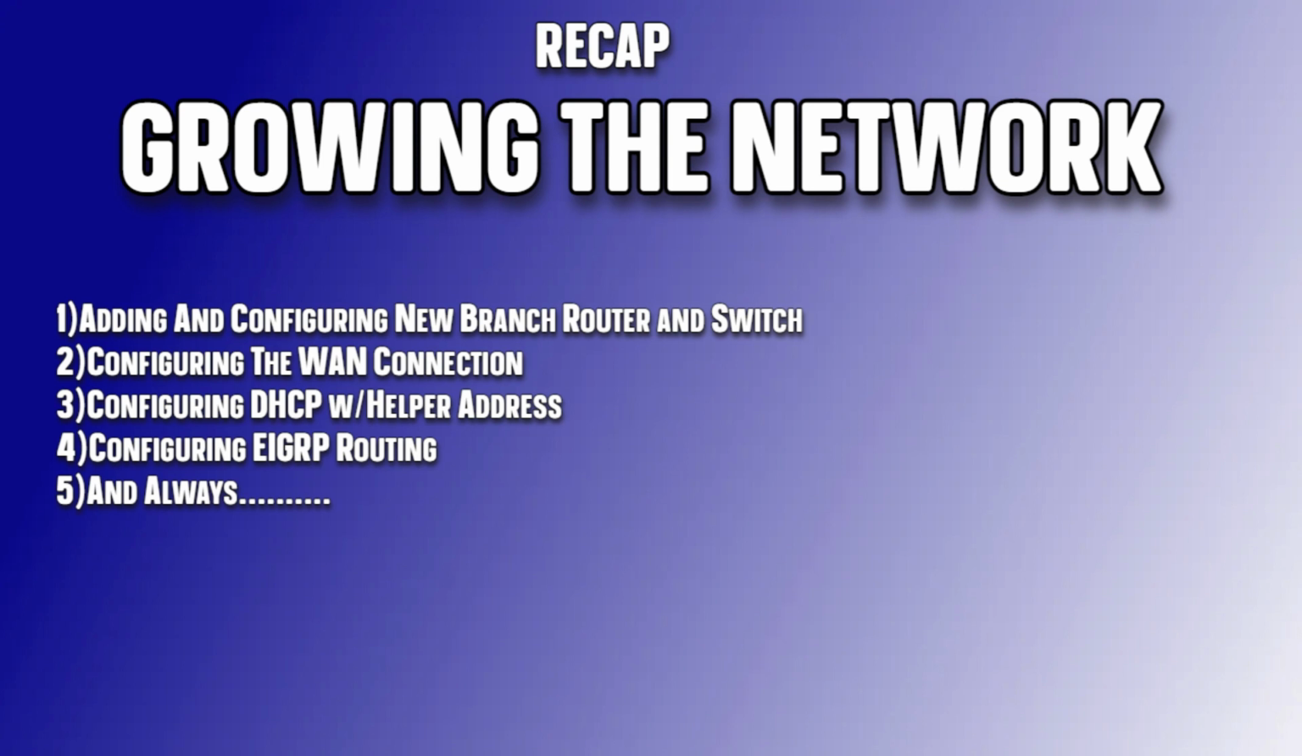Recapping the exercise. Add the new branch office router and switch. Configure the WAN link. Configure new DHCP pools for the branch office VLANs and add helper address, so the router will pass the IP broadcast requests to the DHCP server at headquarters. Configure EIGRP routing and test connectivity. And last but not least, document.